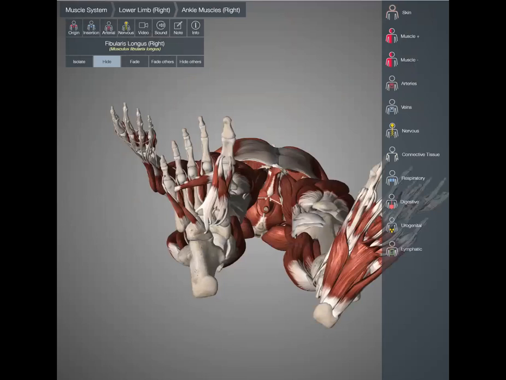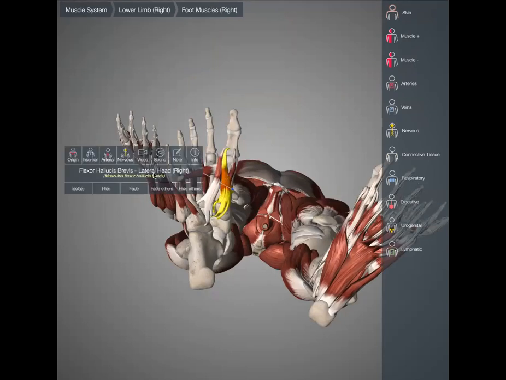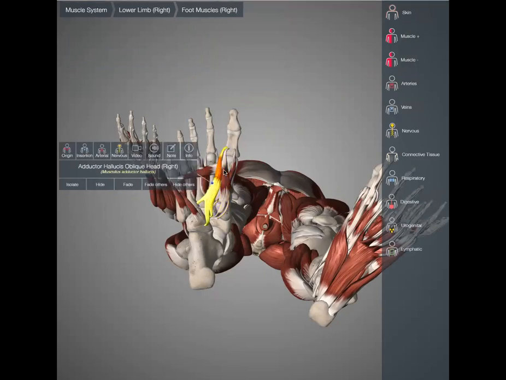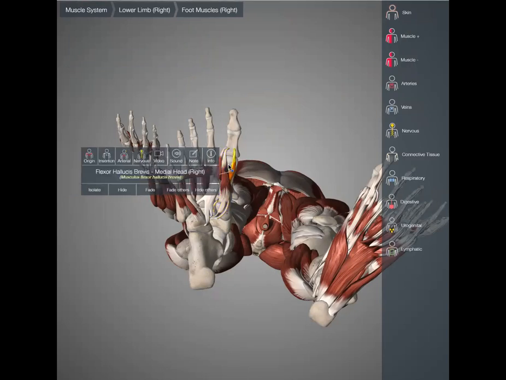the lumbricals and the quadratus plantae. Now we're going to go to the third layer, flexor hallucis brevis. Here, you have a lateral head and a medial head. No, sorry, not this one. Yes, here, lateral head and medial head.